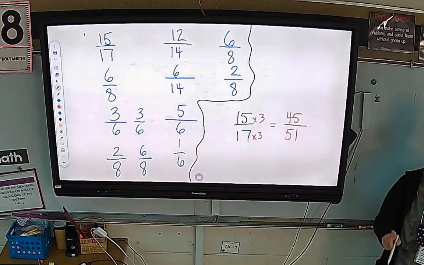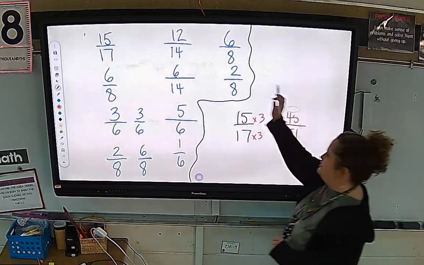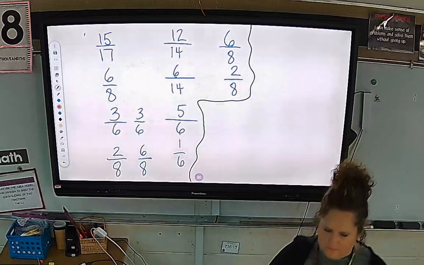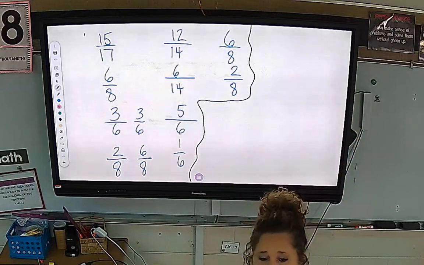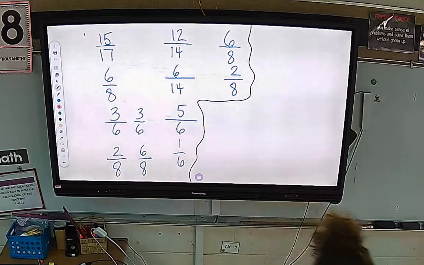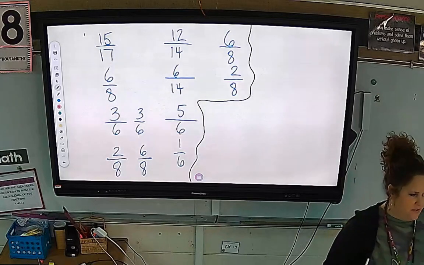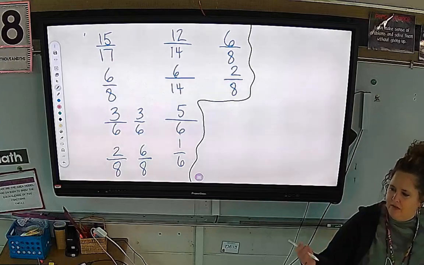Hold on, because we're going to keep going. We're not done. This time, clear your board. Don't pick anything yet. Let me give you the directions first, because that might change what you pick. This time I want you to pick a fraction, but you're going to create an equivalent fraction using division.